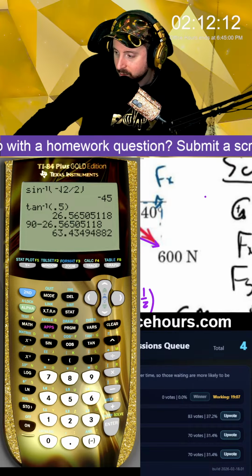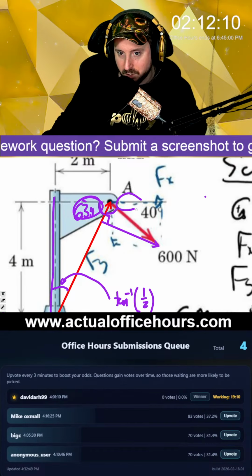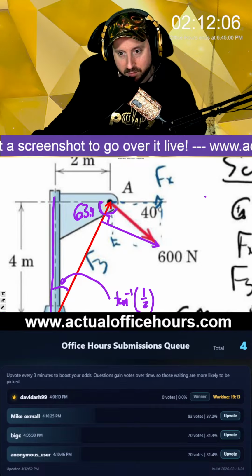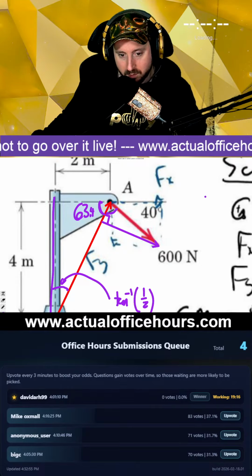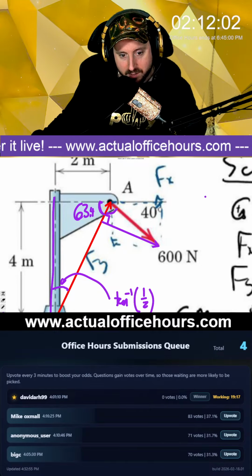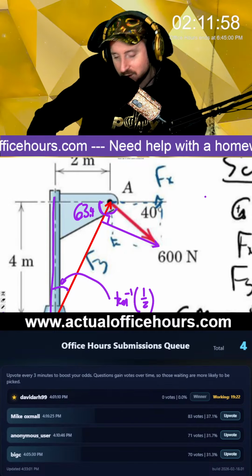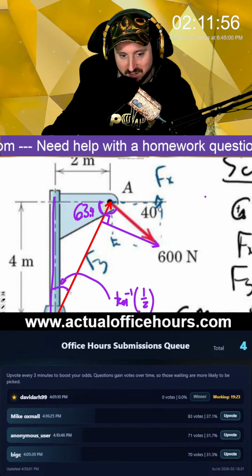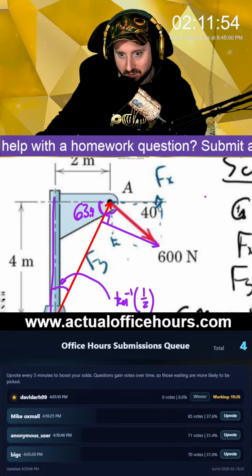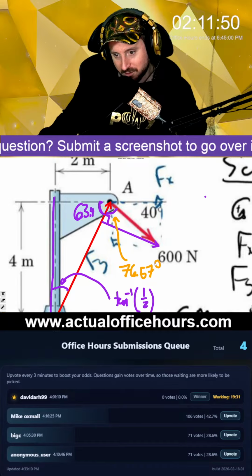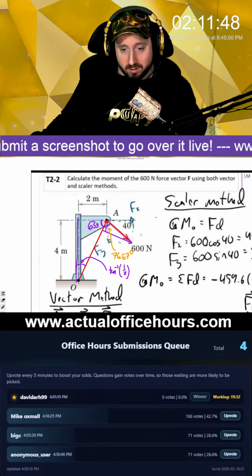And then I know that this angle plus this angle plus this angle has to equal 180. Right? So that plus 40 and then 180 minus it. Bingo bango, gets you 76.57. Okay, so this right here is 76.57 degrees.